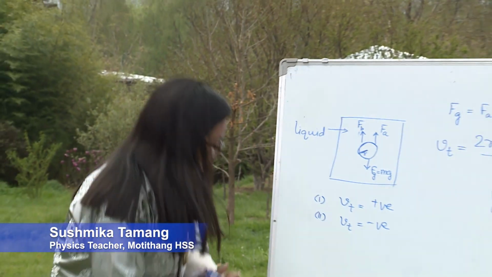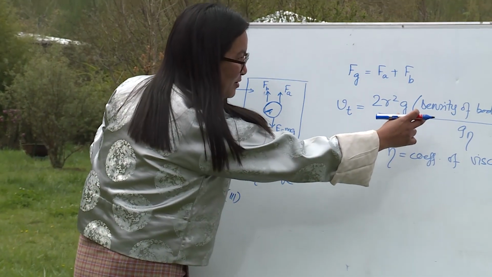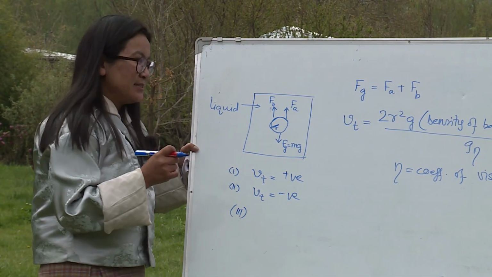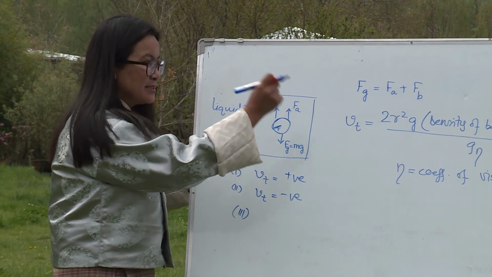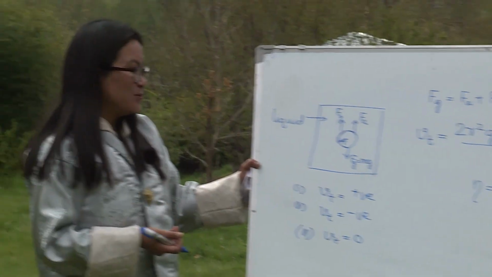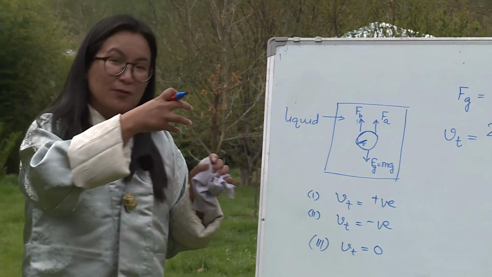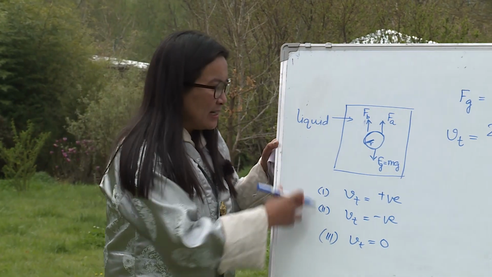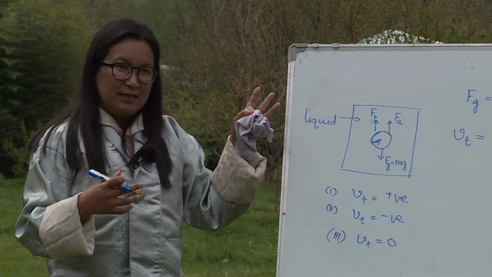Okay. Now the last one, when the density of the body becomes equal to the density of the liquid, what happens? That time the difference is zero. So the terminal velocity becomes zero. It means now the body is not going to move, it'll float. Okay, so these are the three cases of terminal velocity in a liquid.